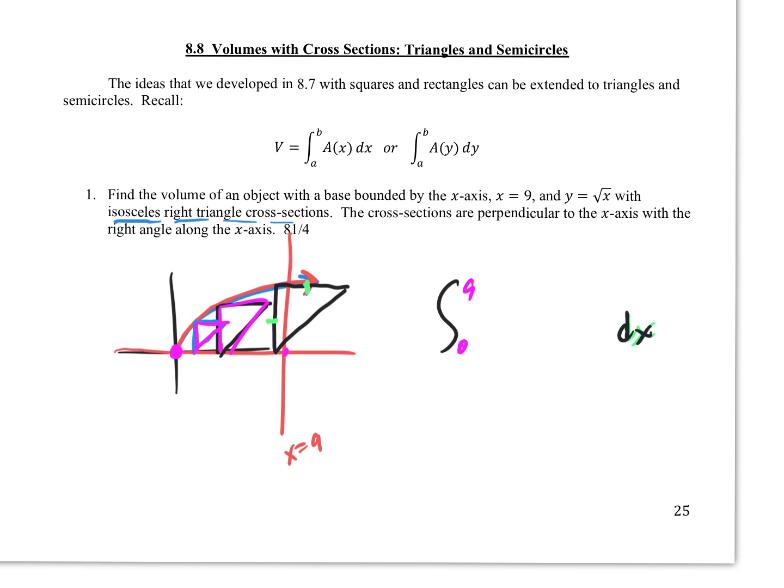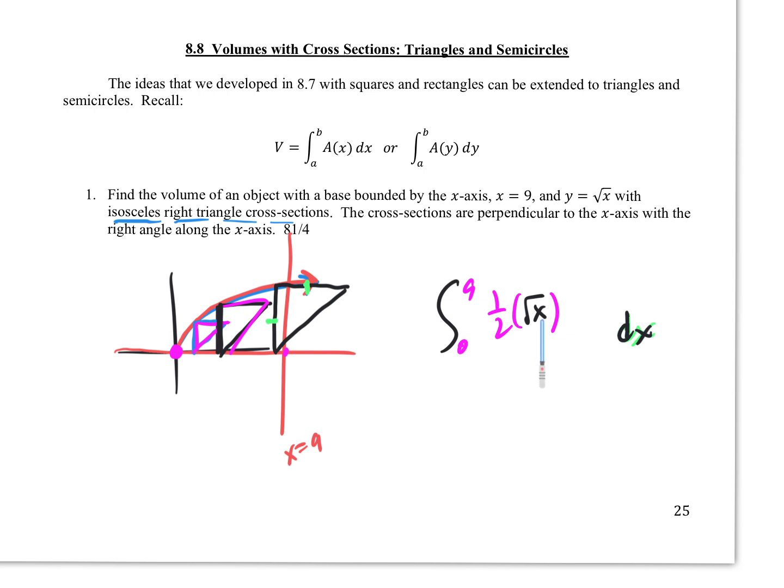What's the area of one triangle? Area of a triangle is 1/2 base times height. Well, if it's isosceles, are the base and the height the same thing? If it's a right isosceles, the base and the height are the same thing. How could I get that base? All day, upper minus lower. Upper minus lower is going to help me find this length right here. Root x minus 0, that's my upper minus lower. This is the leg of one triangle right there.